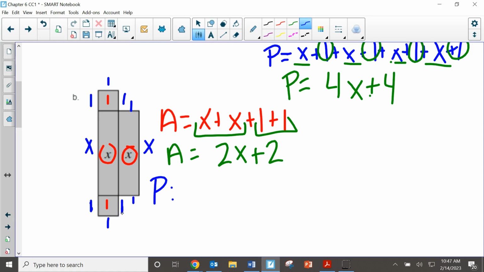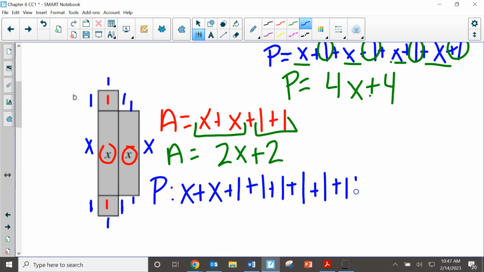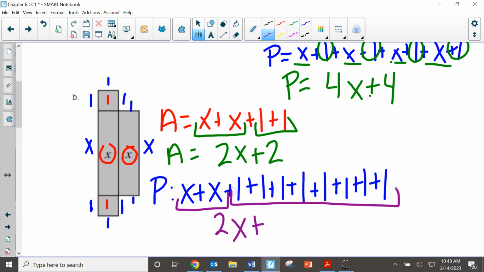Okay? So I add them up. So I have x plus, I have 4 ones up top, and I have 4 ones on bottom. Combine my like terms. I have 2 x's, and then I have a total of 8 ones. So that is my perimeter. Again, we don't have anything for x, so that's all that we can combine.